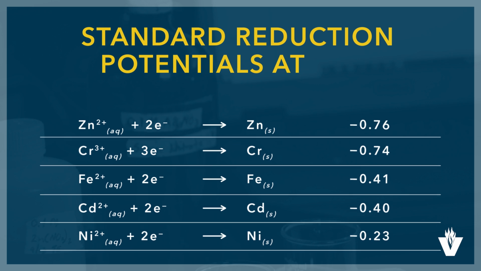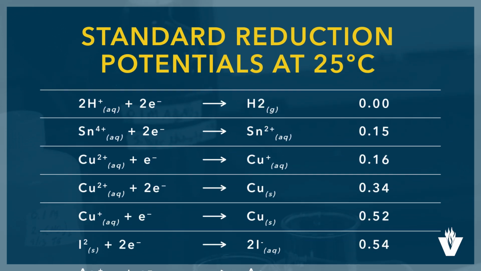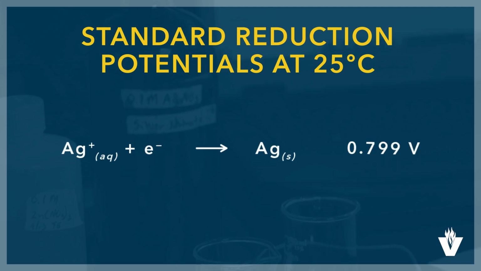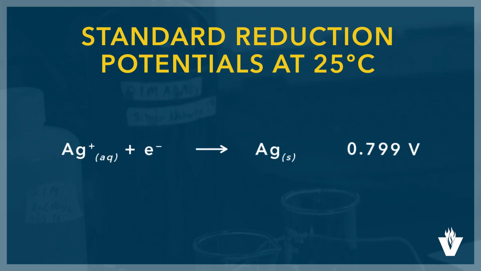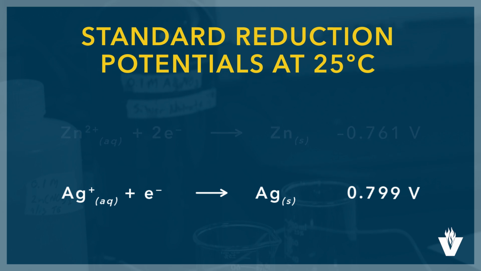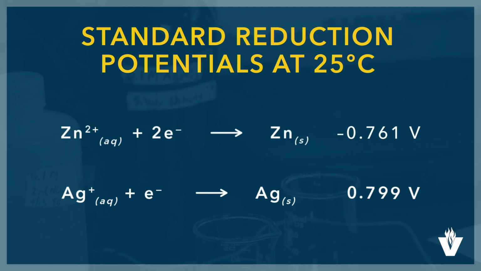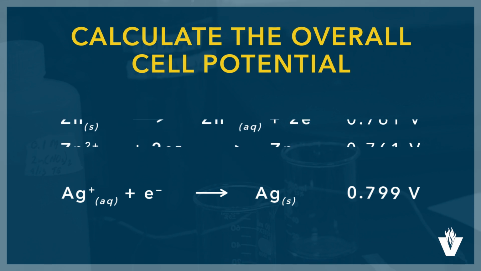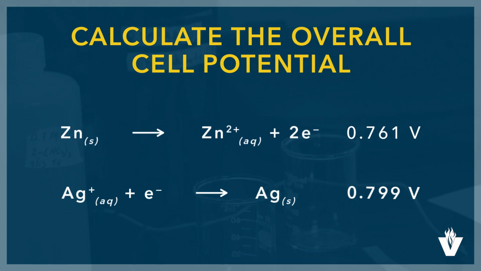If 1 molar concentrations of silver nitrate and zinc nitrate are used, the theoretical standard cell potential can be calculated from the listed reduction potentials. The silver ion is reduced to silver solid, gaining electrons. The half cell potential is 0.799 volts. The zinc is oxidized to zinc 2+, losing electrons. The half cell potential is positive 0.76 volts. The oxidation reaction runs in reverse of the reduction, so the sign on the potential is also reversed.